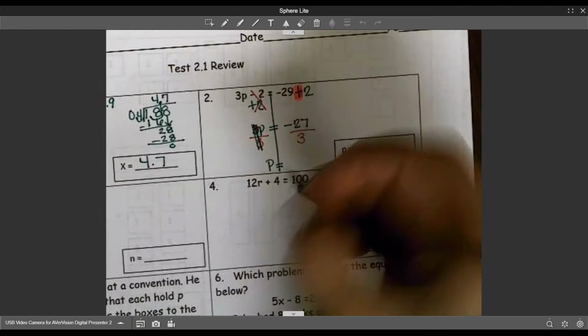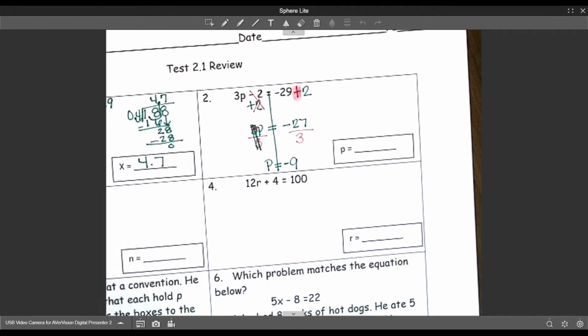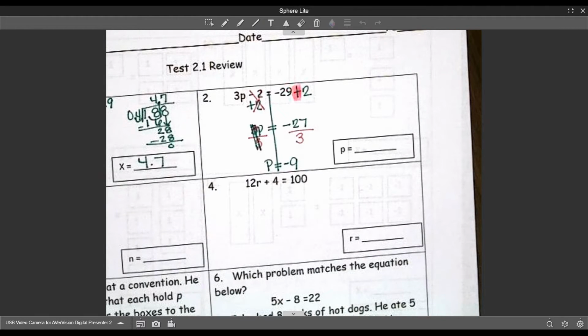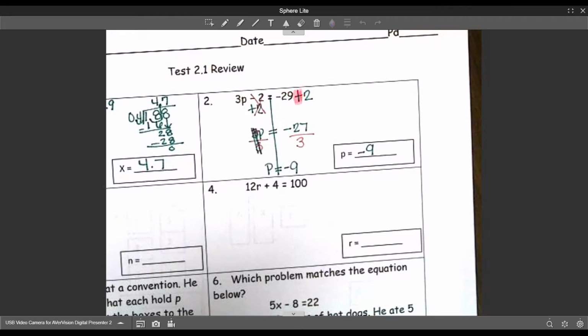Very good, excellent. It gives me a 9, or actually a negative 9. Remember that for multiplication and division, if you multiply or divide, one negative stays as a negative, two negatives become positive. So just let's remember that. So P equals negative 9.